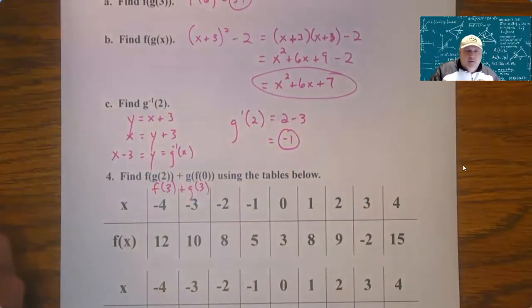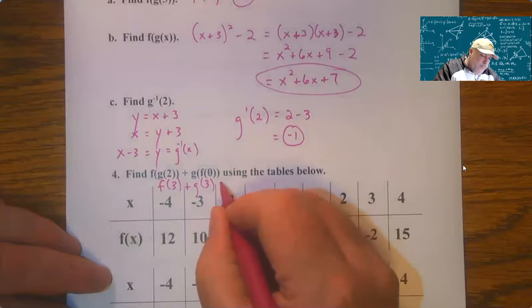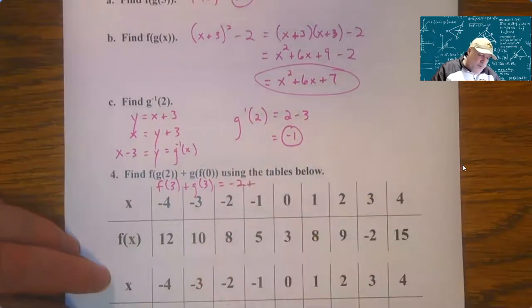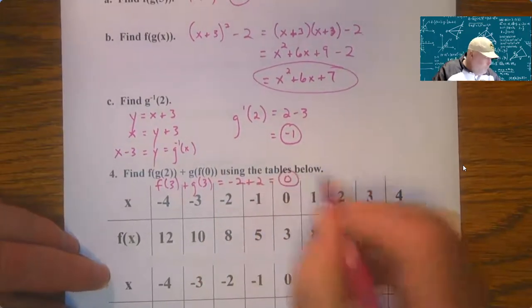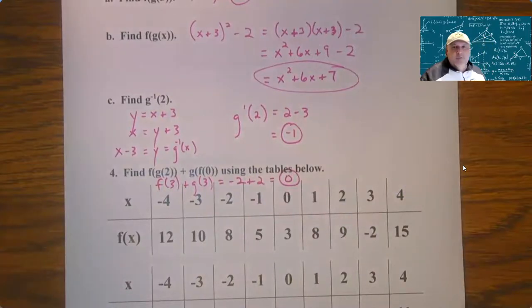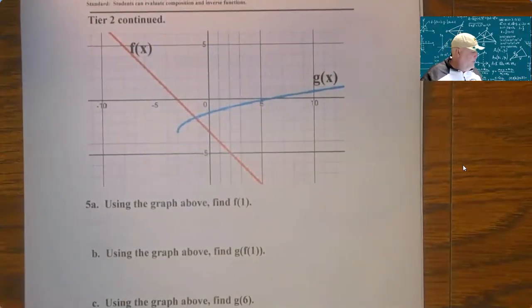And then you just straight do the evaluation. So f of 3, that's -2. Plus g of 3, that is 2. So -2 plus 2 is 0. Pretty simple stuff once you get it, as well as this page. Just need to be a little careful that you're on the right function when you do this.